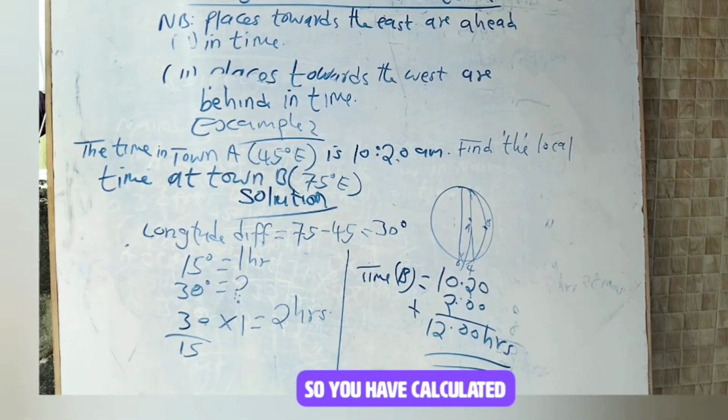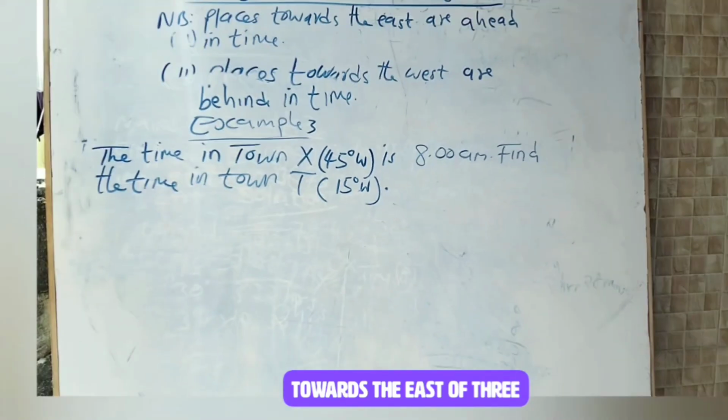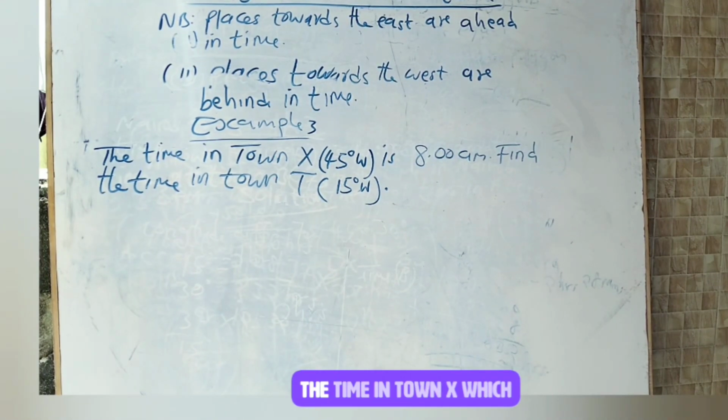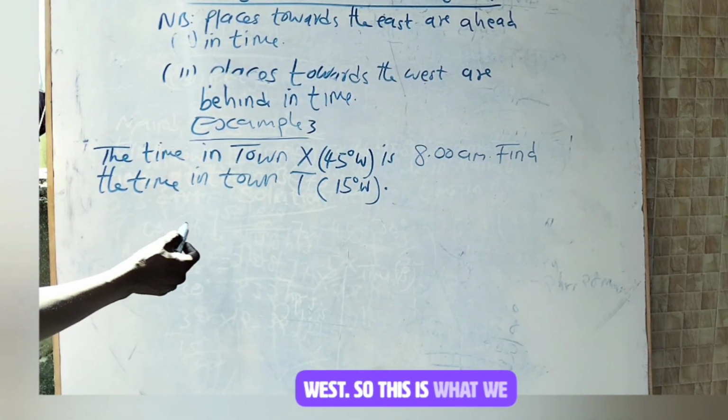By doing so, you have calculated the time at B. We have added because B is towards the east of 3. The question states that the time in town X, which is 45 degrees west, is 8 a.m. Find the time in town T, which is 15 degrees west. So all the towns are in the west. So this is what we can do.